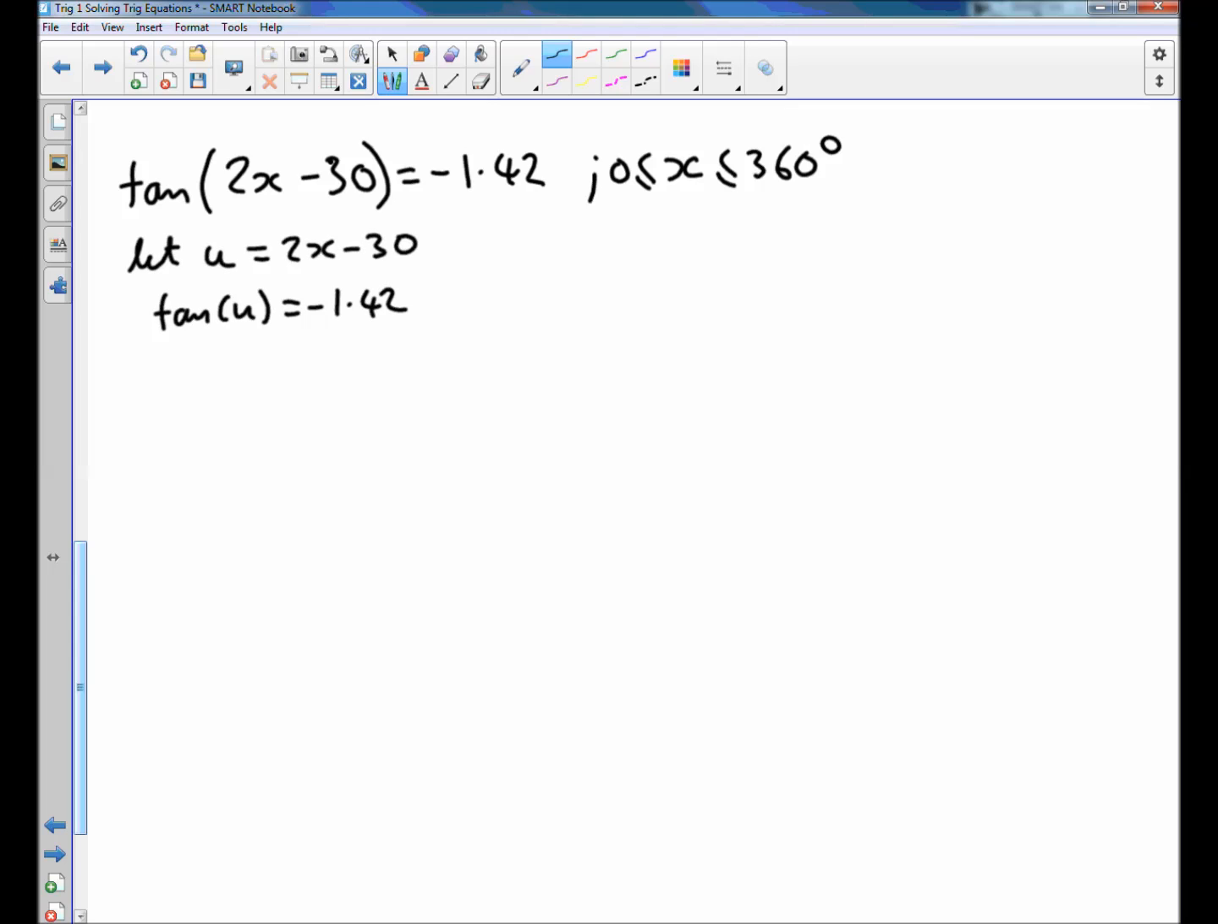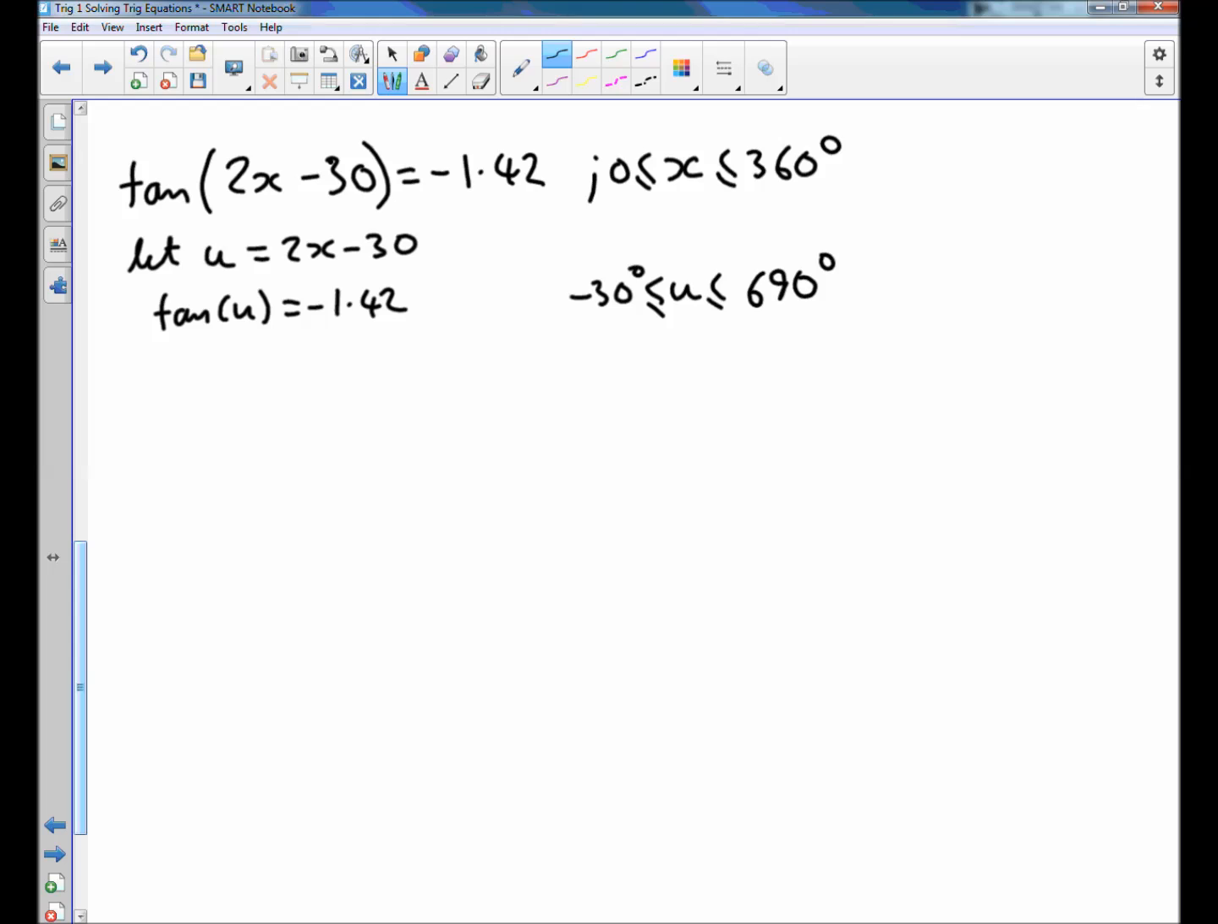My domain for u is going to be 0. Well, 2 times 0 is 0. Take away 30, minus 30 degrees, negative 30 degrees. And 360 times by 2 is going to be 720. Take away 30 is going to be 690 degrees.